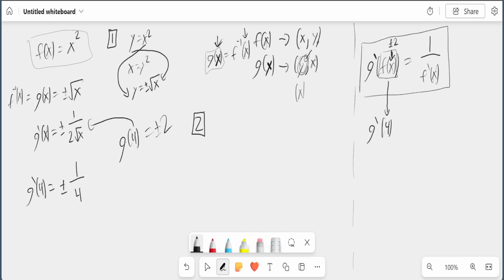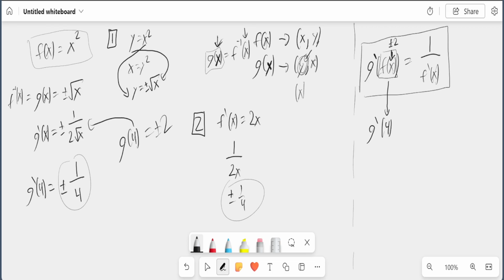So if f prime of x is 2x, right, then 1 over f prime of x is 1 over 2x. Let's just plug in plus or minus 2. Now we get plus or minus 1/4. They give us the same answer. So the only reason we have to think about the value switching is because we're finding this shortcut here.